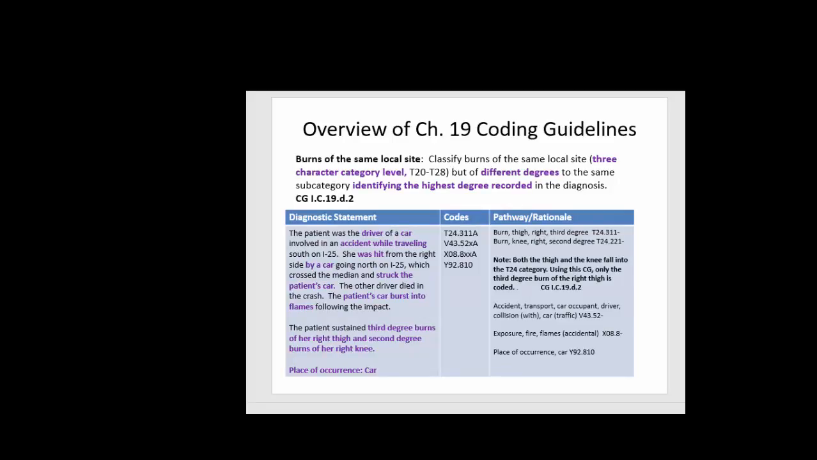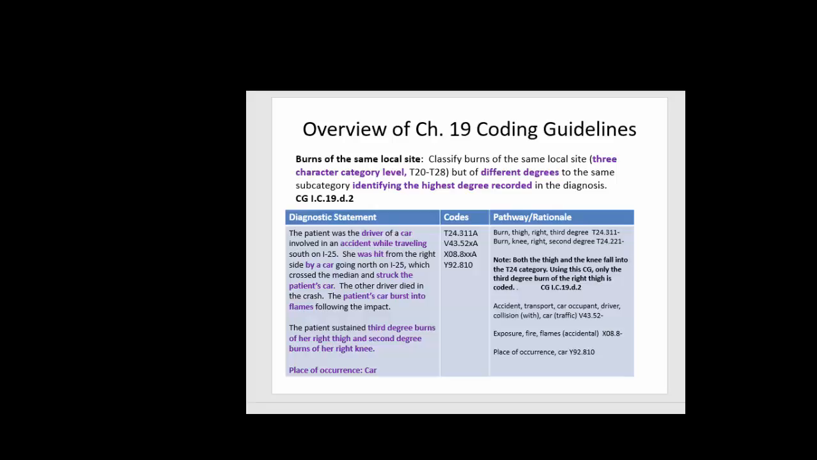Whenever we have a burn of the same local site, meaning burns that would fall under the same 3-character category code, but within that 3-character category there are different degrees of burn, some third, some second, maybe some first, you're only going to record the highest degree.